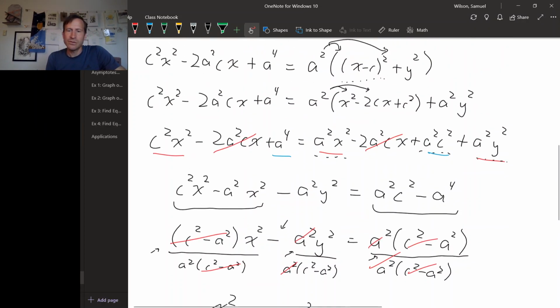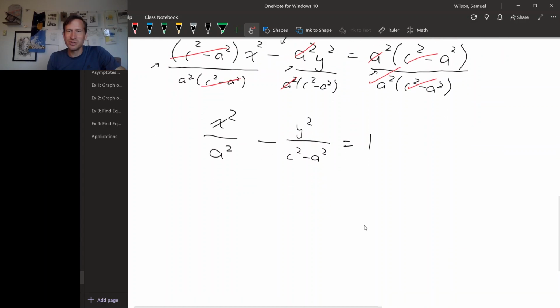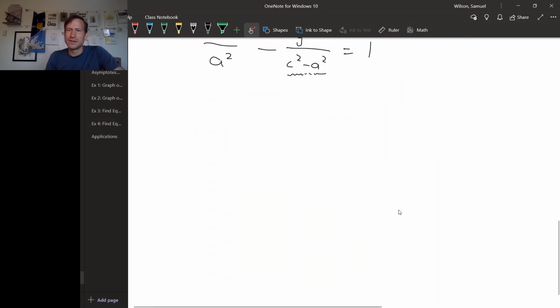Okay, so this does indeed look very similar to the equation for an ellipse, except there's a minus sign in the middle. But for the ellipse, we had some nice interpretation of what this c squared minus a squared was. I think it was a squared minus c squared in the case of an ellipse, but this time we got c squared minus a squared. Let's see if we can come up with a geometric interpretation of what that is.